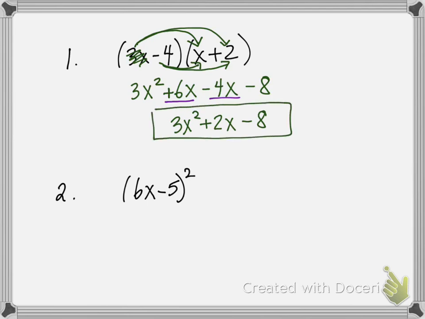For number 2, we're going to be squaring this binomial. Think of when you square a number like 5. You're multiplying 5 times 5, right? The exponent tells you how many times to multiply that base. So 6x minus 5 squared would be 6x minus 5 times 6x minus 5.